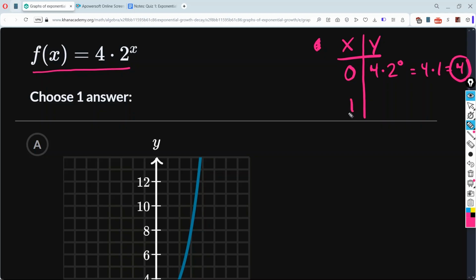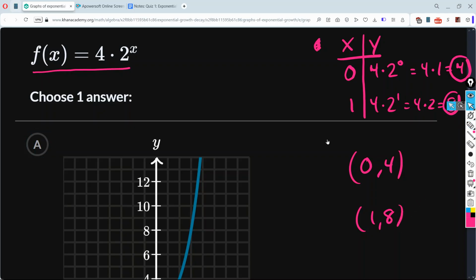And then at x equals 1, you put a 1 in here, and you're going to have 4 times 2 to the 1. 2 to the 1 is just 2, so that's 4 times 2, which equals 8. So at 0, you get 4, that's one point, and at x equals 1, you get 8, that's the other point. So that's it.